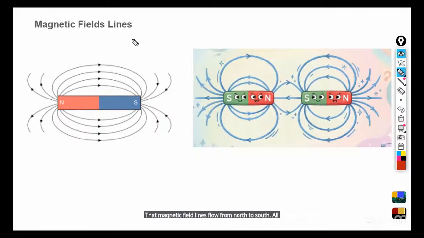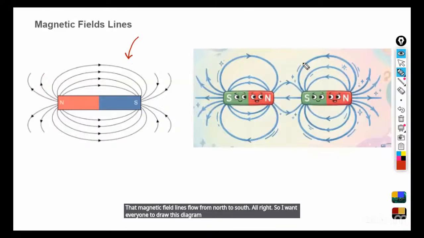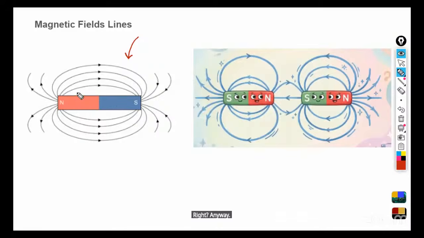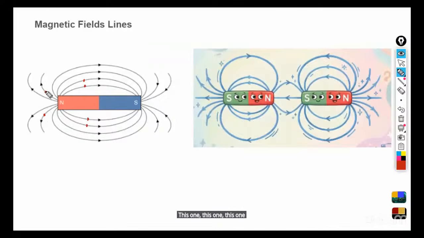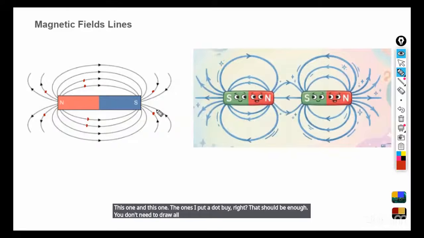So I want everyone to draw this diagram only. Do not draw the other diagram. The other diagram has a mistake in it, right? Anyway, everyone draw this diagram for me. You don't have to draw 1, 2, 3, 4. You can just draw a couple, like, I'm gonna tell you which ones you can draw, right? To make the diagram simpler. You could probably draw this one, this one, this one, this one, this one, and this one. The ones I put a dot by, right? That should be enough. You don't need to draw all, I guess I'd have about 12 lines there. You could just draw about 6 of them.